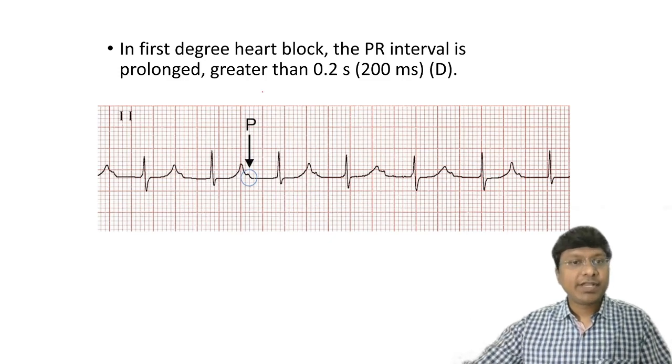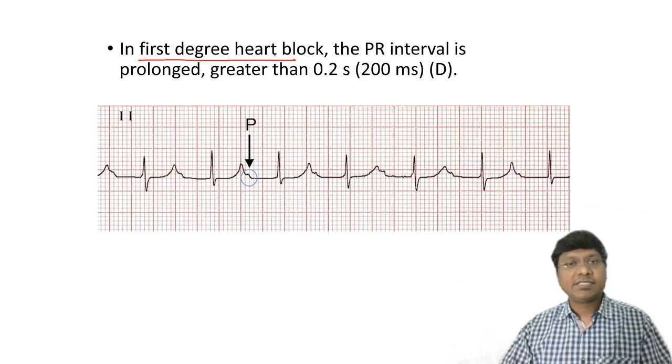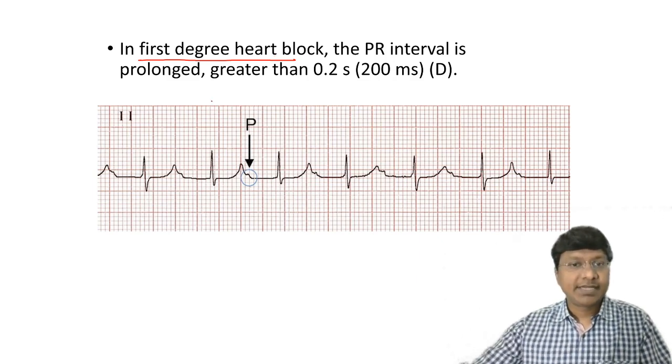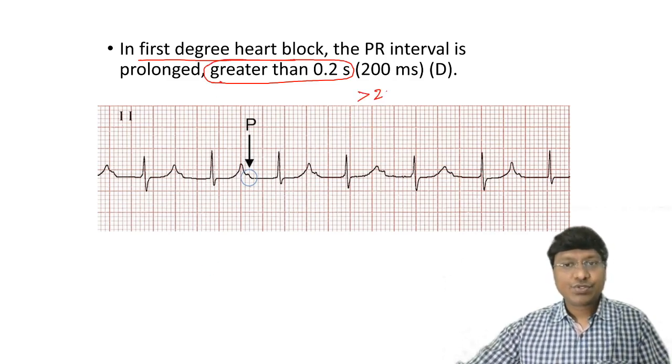So you take the first degree heart block. What is the first degree heart block represented by? In the ECG, it is represented by a prolonged PR interval. And how much is that prolonged PR interval? That is greater than 0.2 seconds, so that is greater than 200 milliseconds.